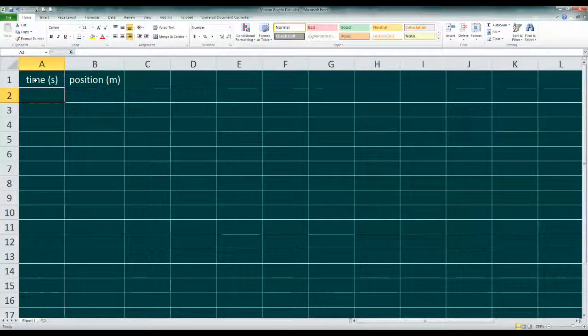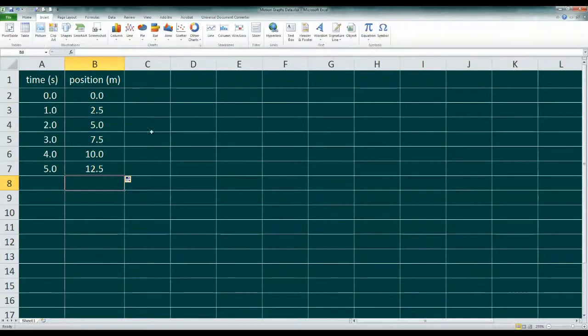In Excel, rather than type all the data, we can use some of its automation to help. I'll just enter the first two data points, and then I'll select these and drag the bottom right corner. Excel will fill the space with data of the same increments. I can do the same with the position data. And once the data is complete, I can create a graph.